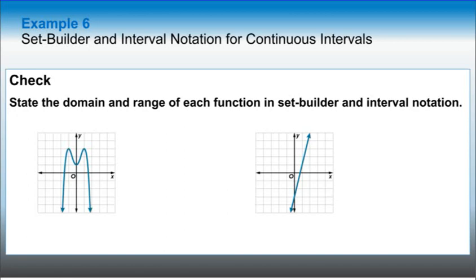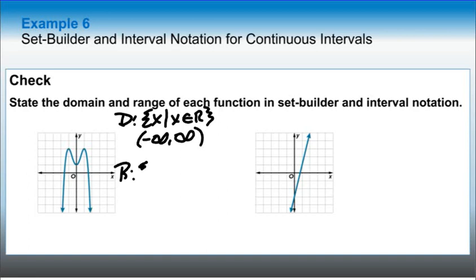Next, state the domain and range of each of these functions in set builder and interval notation. So first off, the domain, we'll do the domain in both forms first and then the range. The domain in set builder would be x such that x is an element of real, so all real numbers, or you can put it as negative infinity to positive infinity with parentheses.